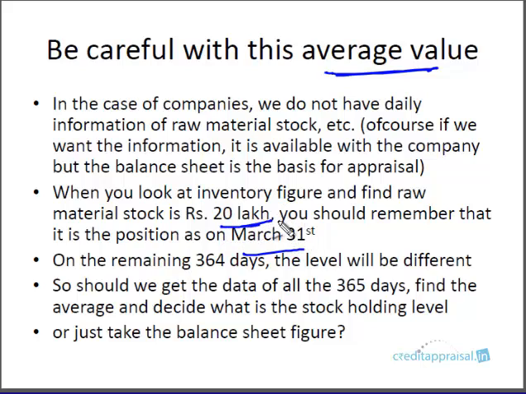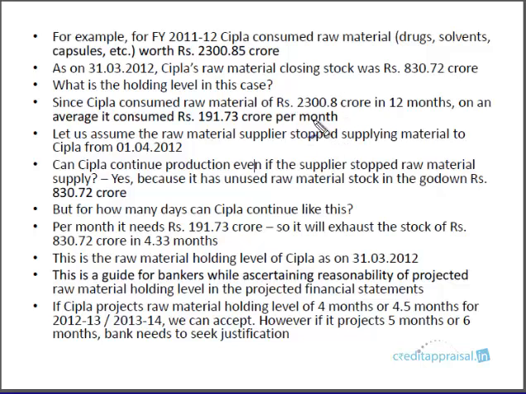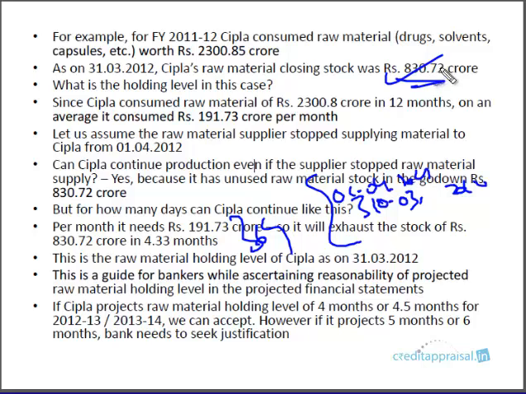Let us say the raw material stock is 20 lakhs. We are not saying that on every day of this year the raw material stock is 20 lakhs. In the case of Cipla, the closing stock of raw material as on 31st March 2012 was 830 crores. It doesn't mean that on the remaining 364 days, from 1/4/2011 to 30th March 2012, the stock is also 830 crores. That is not what we are saying. We are saying on 31st March, this is the figure.